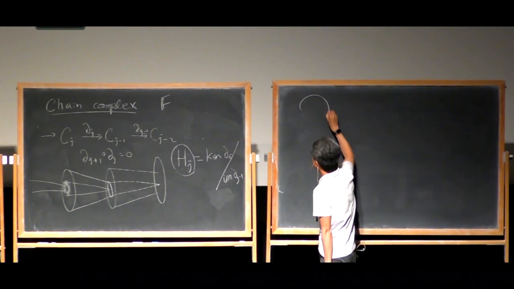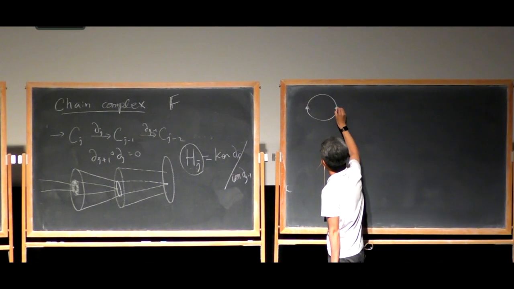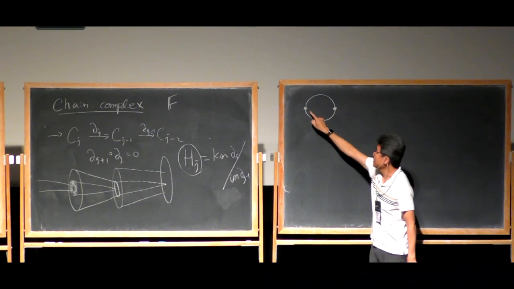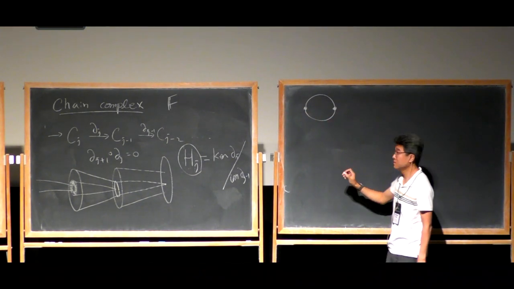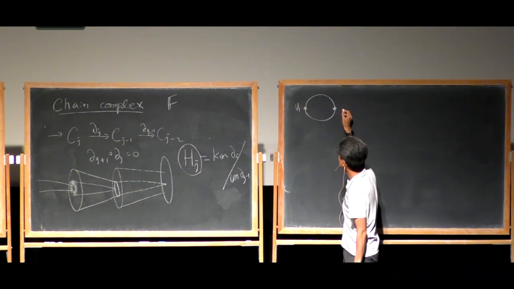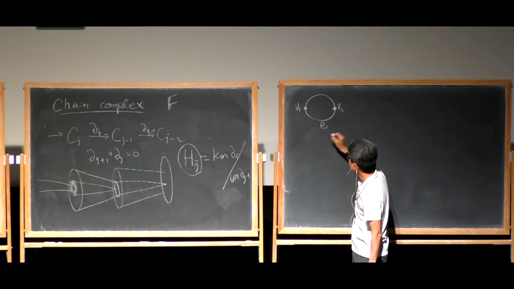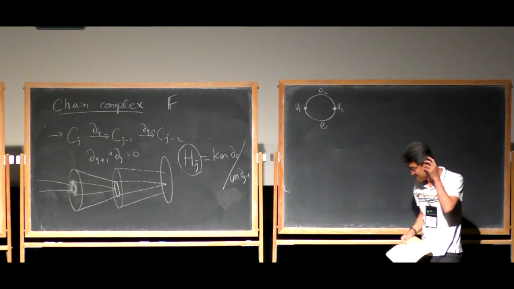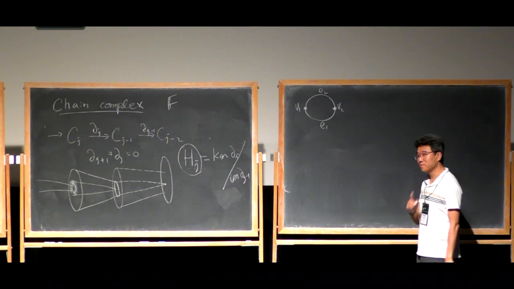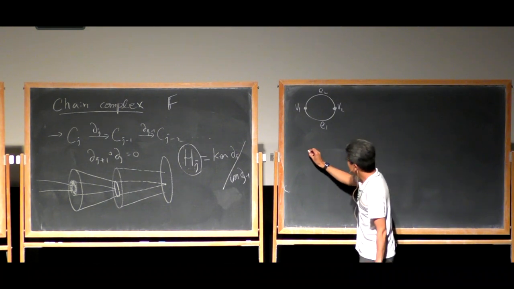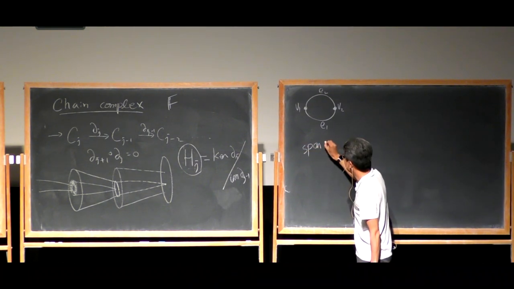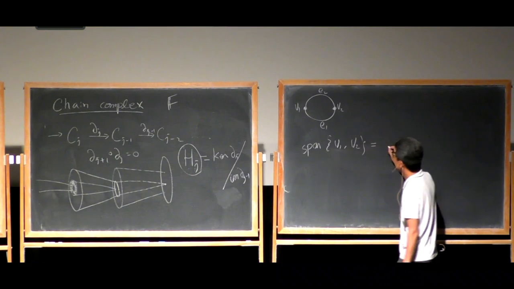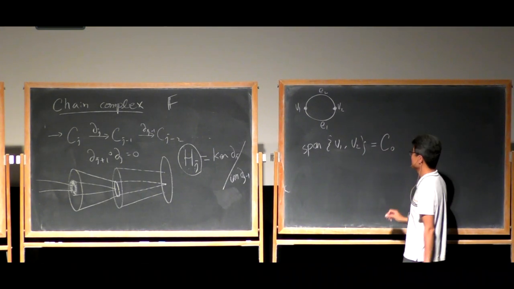Let's imagine a circle. I can draw a circle with two points and two arcs, and each arc is like an interval. And I label the points V1 and V2, and let the edges be E1 and E2. No problem with that. I just named them. And then I consider, and this is the amazing part to me, the linear span of V1 and V2, and call it C0.